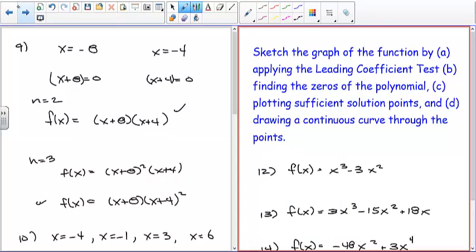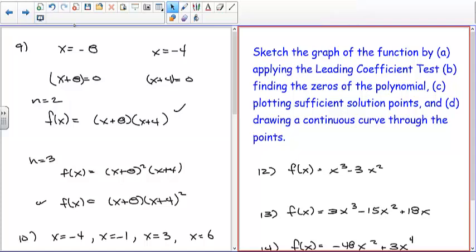Okay, so now we're going to kind of put these together. We have our leading coefficient test, which we talked about first. We have the zeros of the polynomials, which we get from factoring. And then it says plotting sufficient solution points. So we're going to pick some extra points where we just plug the x value in and get the y value out.